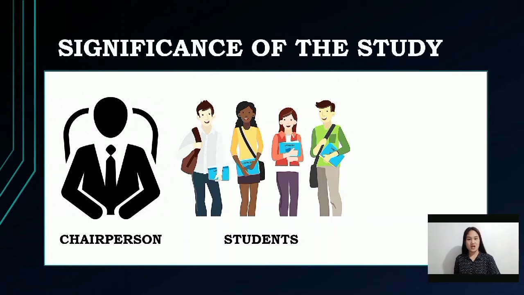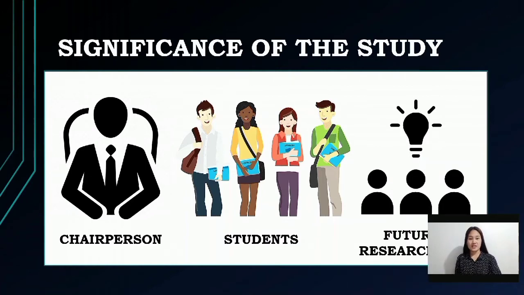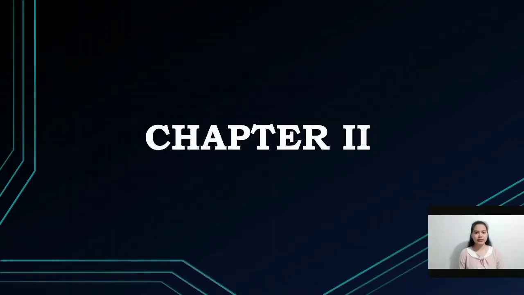And lastly, to the future researchers. This system will provide a basis for future researchers to add on, improve upon, or use in conjunction with their systems, who may conduct a study related to our system. So next is chapter 2.